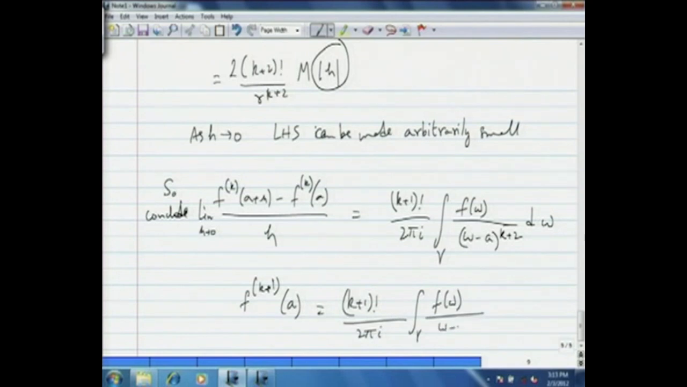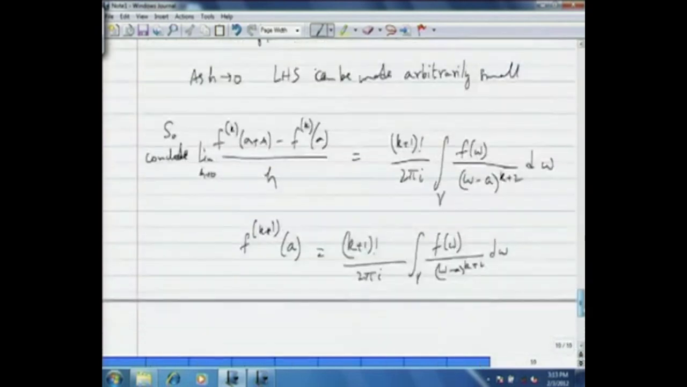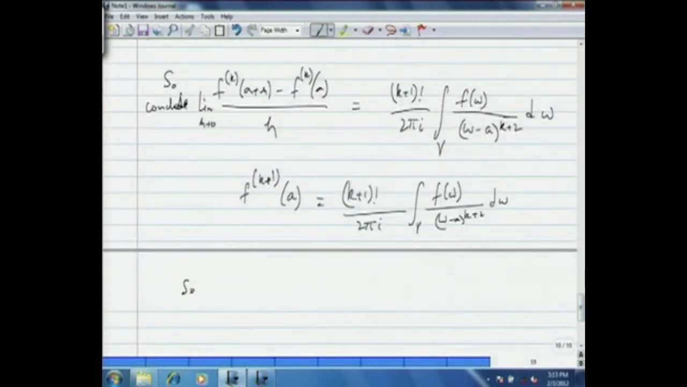For proof by induction, you can fill in the rest of the steps and say that the given formula is true by induction, by principle of mathematical induction. So, that completes the proof of Cauchy's integral formula for higher derivatives.